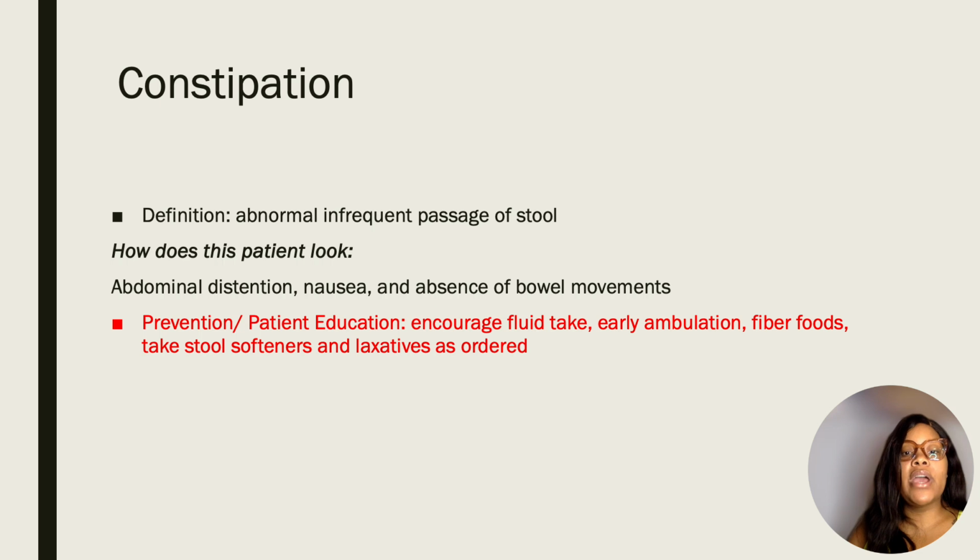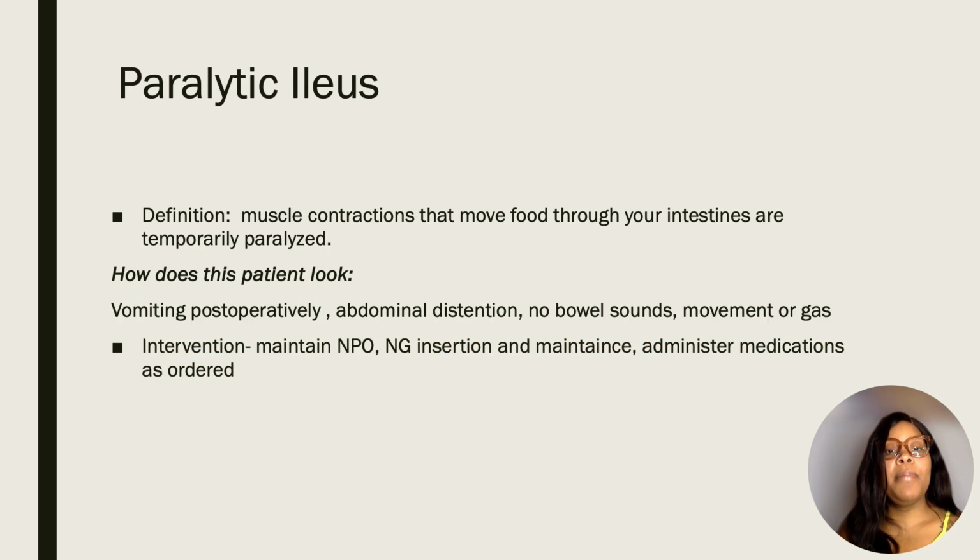All right, so what can we do about this? We want to encourage fluid intake, early ambulation, foods that are high in fiber, and then administer stool softeners and laxatives as ordered. So a paralytic ileus is when muscle contractions that move food through your intestines are temporarily paralyzed.